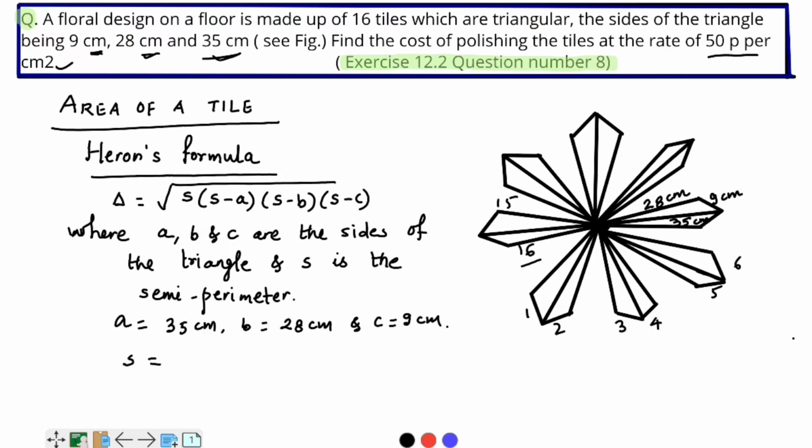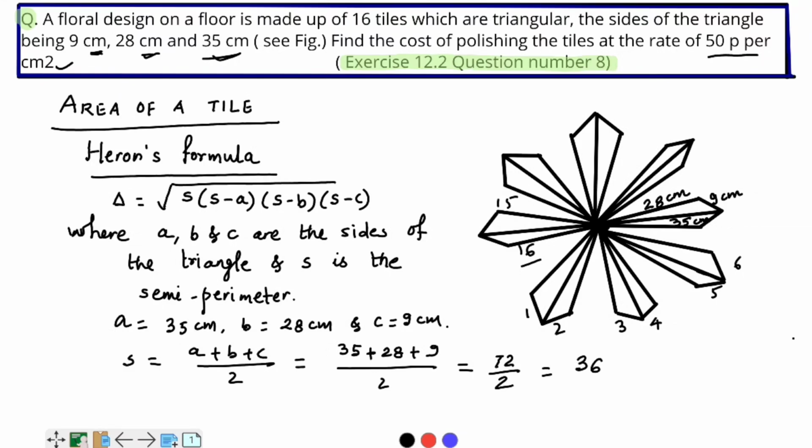Now what is s? S is equal to a plus b plus c by 2. So we will find out what our s comes out. 35 plus 28 plus 9 divided by 2, and it will come out 72 by 2. That is equal to 36. So 36 centimeter is our s. Now we will find out the area of one triangle or one tile. So let us go to page 2.